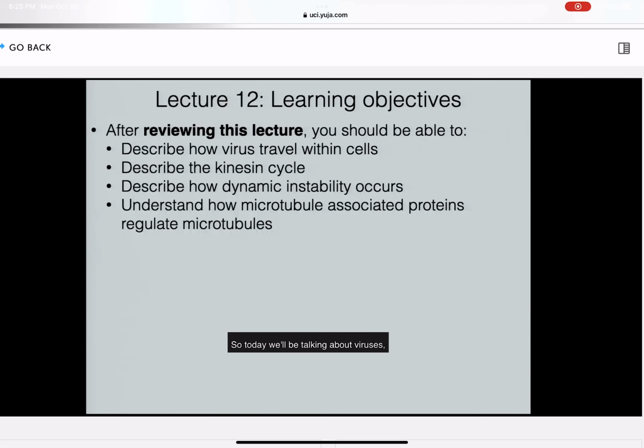So today we'll be talking about viruses, how they travel within cells. We'll talk about kinesins, dynamic instability, and also talk about microtubule-associated proteins.